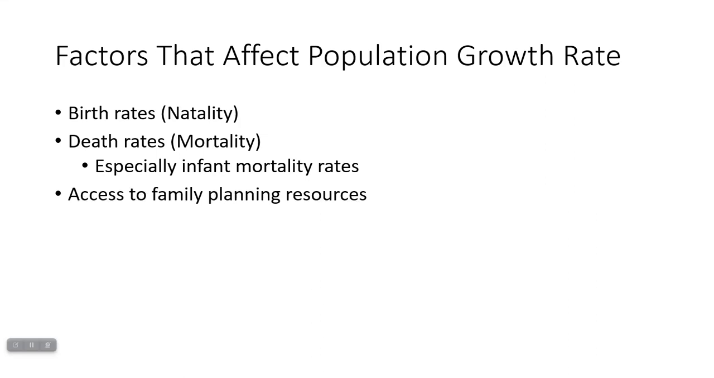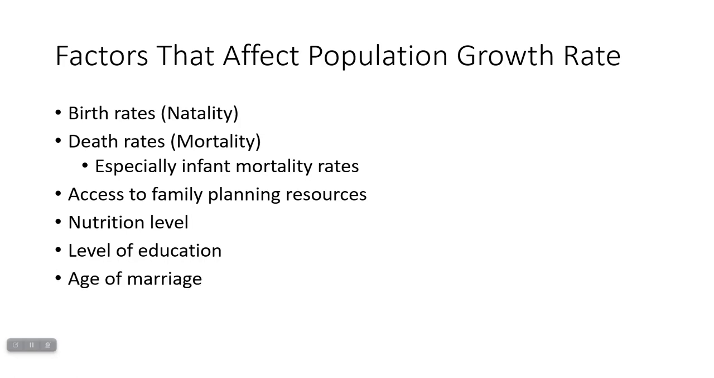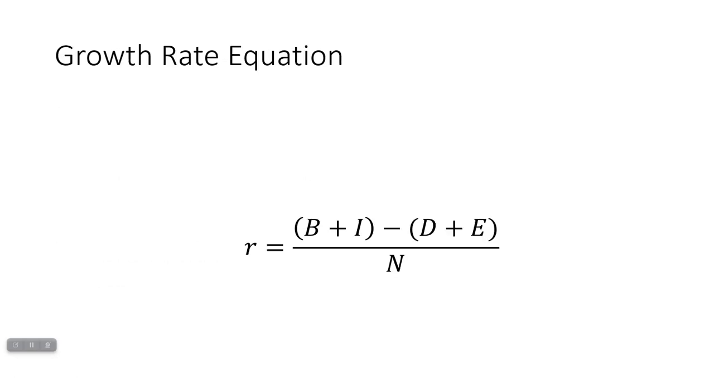These are some of the factors now that are different for humans than for other organisms. So, access to family planning resources, nutrition level, especially when the children are young and growing up, the level of education, especially of women, and the age at which people are married.